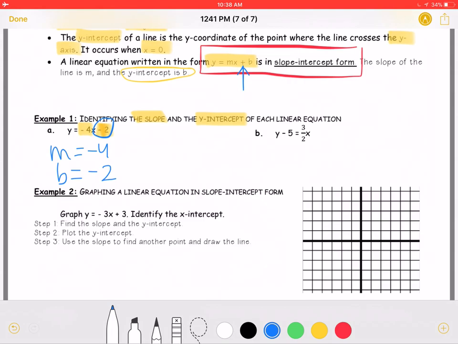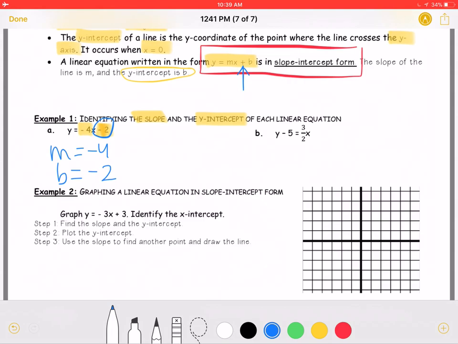Next, part B, y minus 5 equals 3/2 x. Now notice, this is not in y equals mx plus b form yet, because the y is not alone. It's not in y equals form. So we have to get y by itself first, so you might have to move some things around, and then you can identify your slope and your y-intercept.